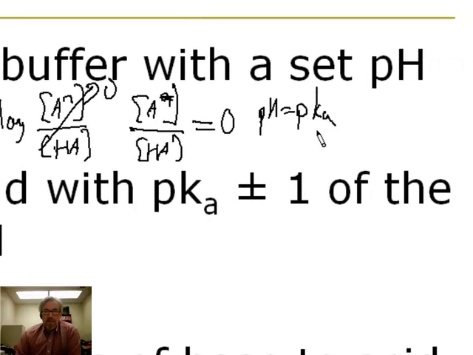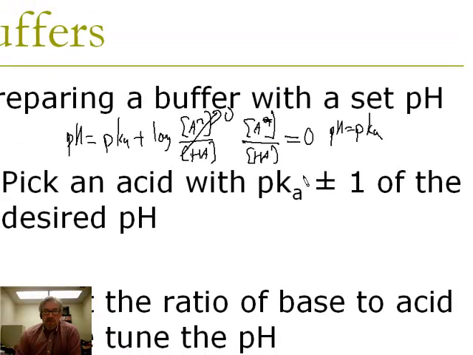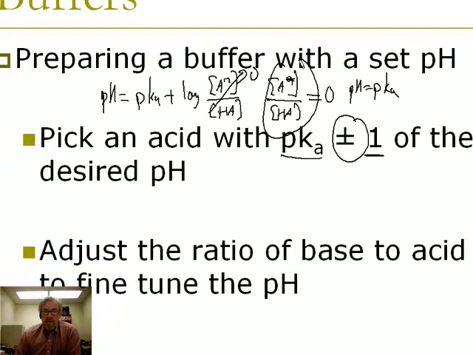So what you want to do is get in the ballpark of your pH by finding an acid that has a pKa that's plus or minus 1 unit of the desired pH, the pH that you're shooting for. And then, this doesn't have to be 1. That ratio can be tweaked up or down to fine-tune the pH and get it exactly at the target.